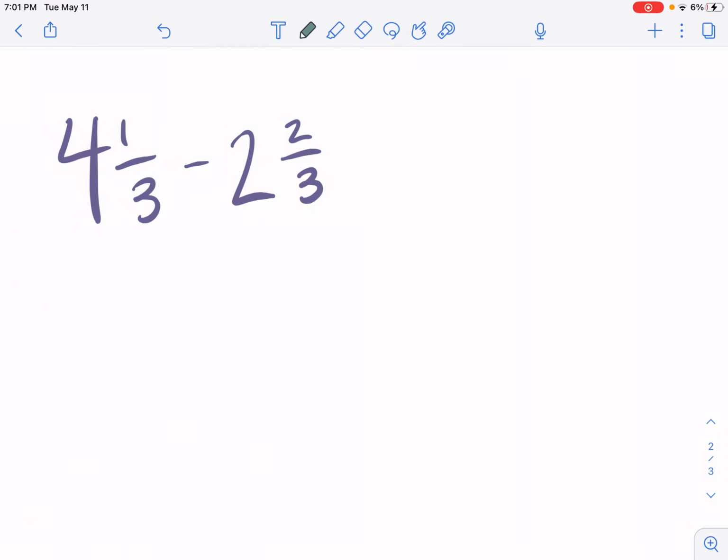Okay, let's see what we have here. We have a subtraction problem with mixed numbers. They have the same denominator, which is 3, so I don't have to worry about finding a least common multiple and changing the fractions. But I do have a problem here.